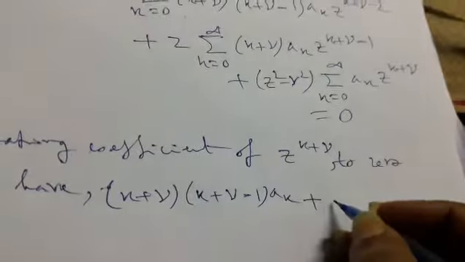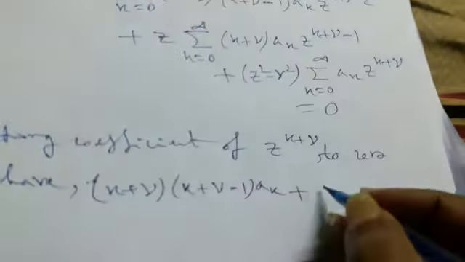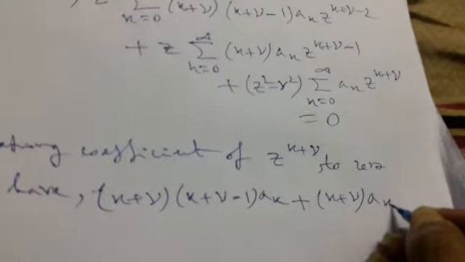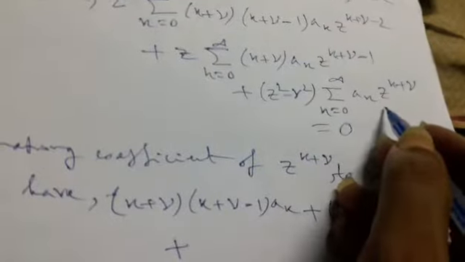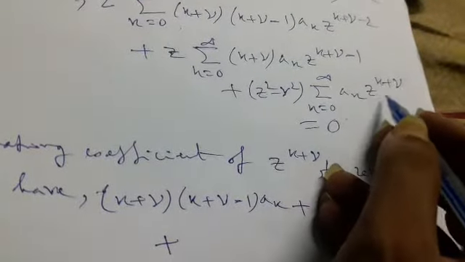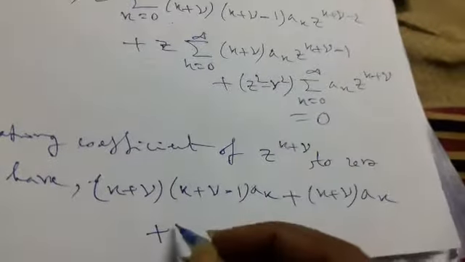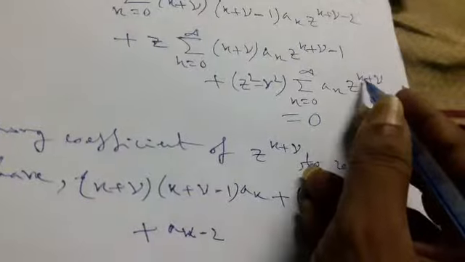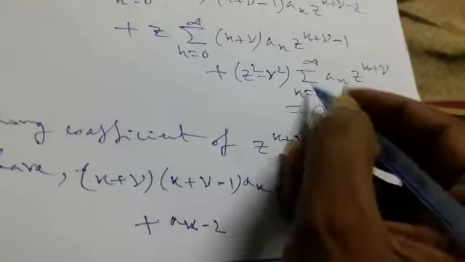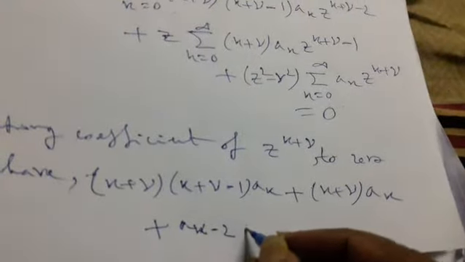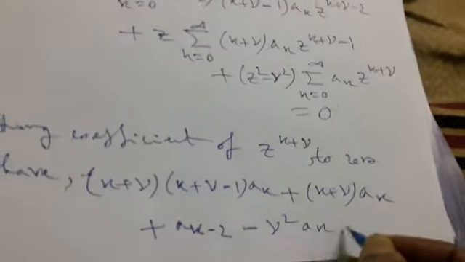The next term will be z, so here it will be (k plus gamma) a k, because z is adjusted here. Plus, if we break these terms, it will be z to the power k plus 2, so that will be a k minus 2, because of k plus gamma plus 2. And the next term will be minus gamma squared into simply a k, that will be 0. So we are getting this result.